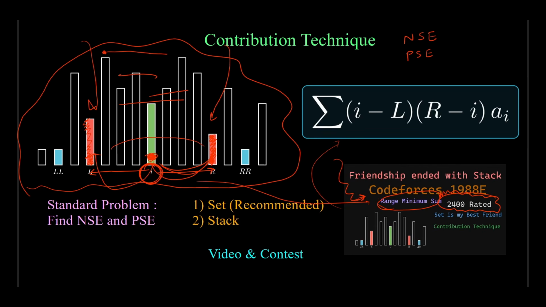So if the index of this red bar is L and the index of this red bar is R, then how many possible starting points for the left endpoint of the subarrays are there? That is simply I minus L, and how many possible choices for the right endpoints? That is simply R minus I. So this is the total count of subarrays in which this element acts as the minima.